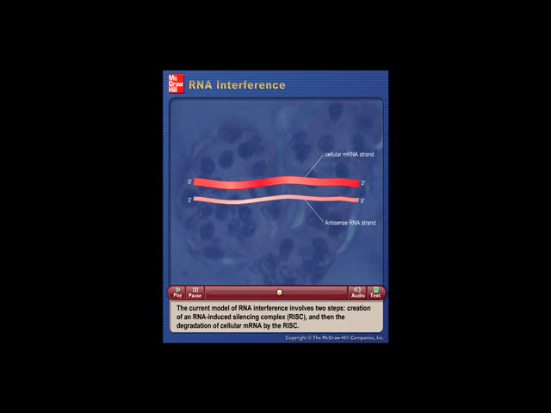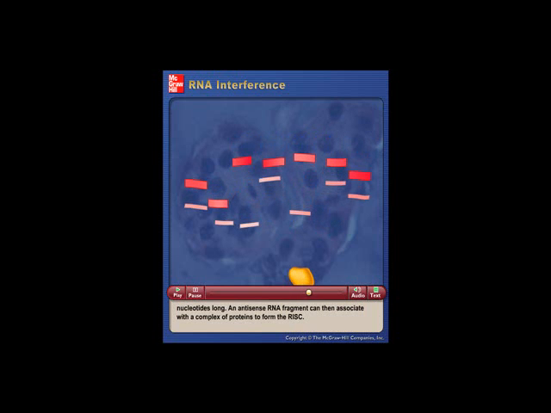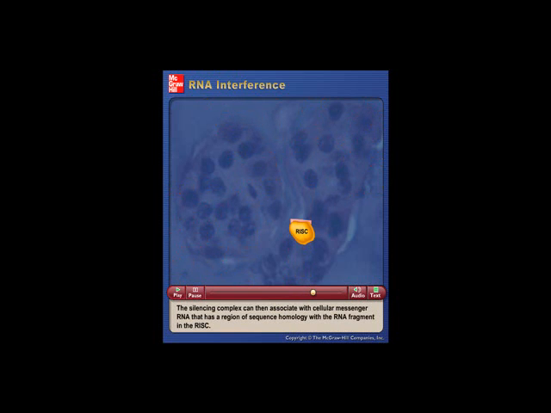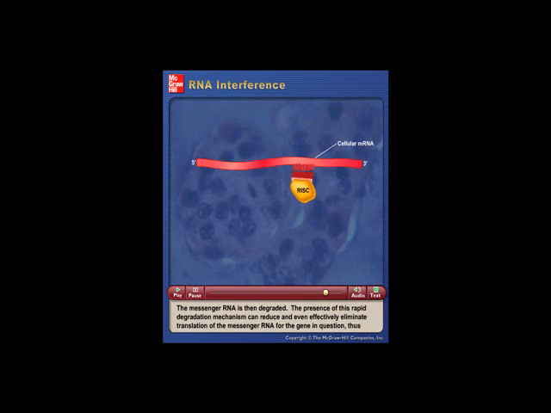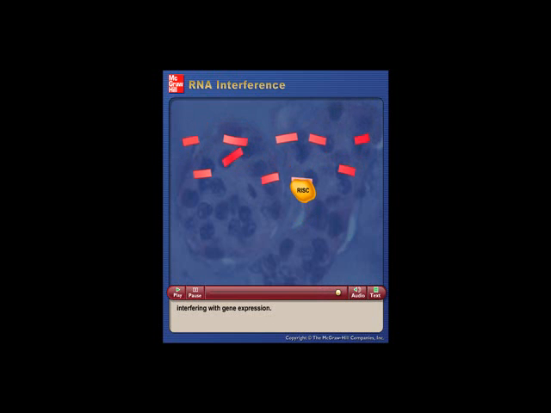The current model of RNA interference involves two steps: creation of an RNA-induced silencing complex, RISC, and then the degradation of cellular mRNA by the RISC. Creation of the RISC occurs when double-stranded RNA is found in the cell. This double-stranded RNA is recognized by an endonuclease known as dicer that cuts it into pieces that are 21 to 23 nucleotides long. An antisense RNA fragment can then associate with proteins to form the RISC. The silencing complex can then associate with cellular messenger RNA that has a region of sequence homology with the RNA fragment in the RISC. The messenger RNA is then degraded. The presence of this rapid degradation mechanism can reduce and even effectively eliminate translation of the messenger RNA for the gene in question, thus interfering with gene expression.